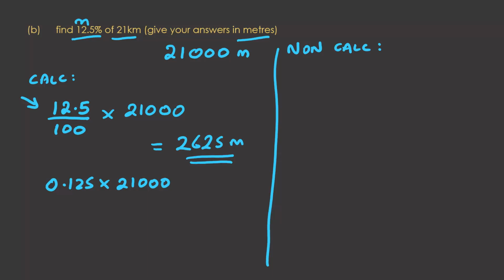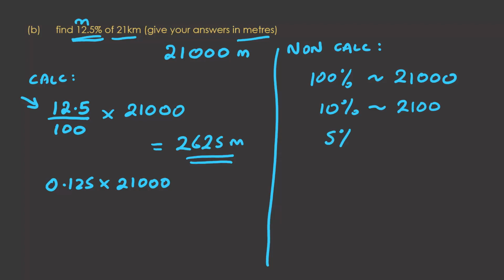So let's look at non-calc. So 100% of my amount is 21,000. Now let's think about getting 12.5%. So 10%, well, we'll just divide by 10, is going to be 2,100. Now what I could do here is get 5% by doing half of that. Half of that is 1,050, and then 2.5% is half of that, which would be 525.